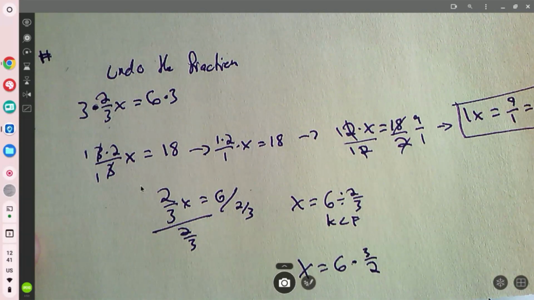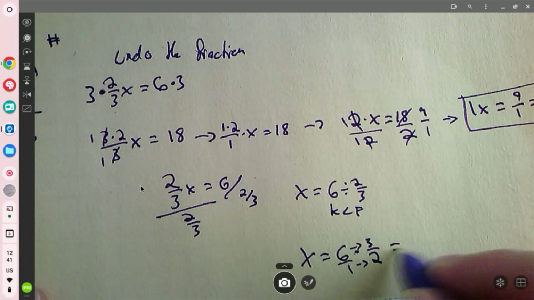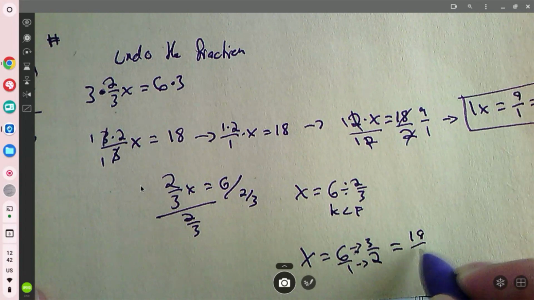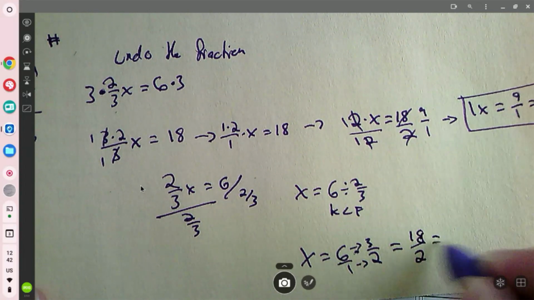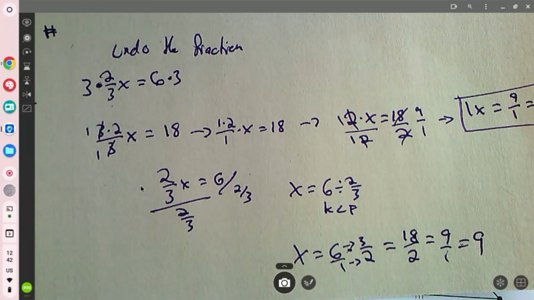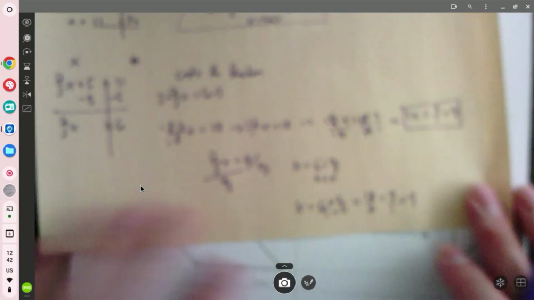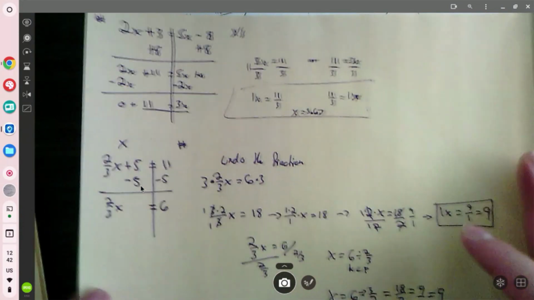Kaden? Yeah, as you're saying, 3/2 that we're looking for. Make the 6 into a fraction, multiply straight across, and we will get 18/2, which simplifies to 9/1, which is just 9. So 2 ways to do it. We get the same answer both ways. Okay, and that is our answer to our bell work.